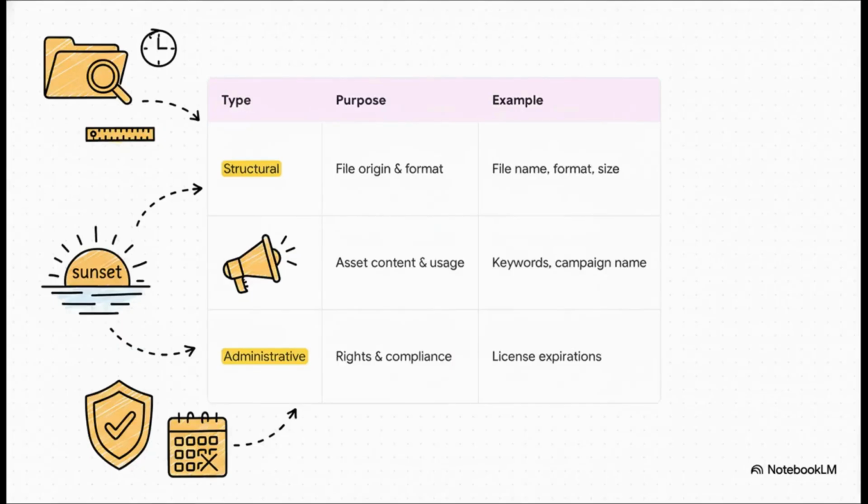So what is metadata? Well, it's just data about your data, and it usually comes in 3 main flavors. You've got structural metadata, which is the basic stuff: file type, when it was made, who made it. Then there's descriptive metadata. This is the good stuff.